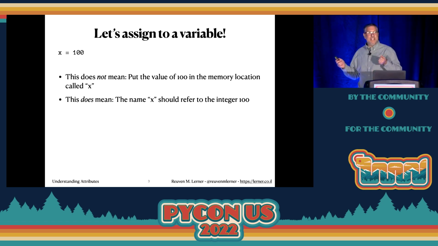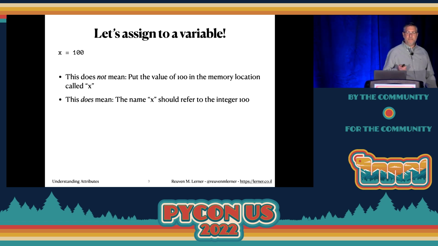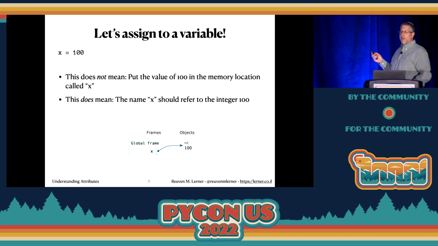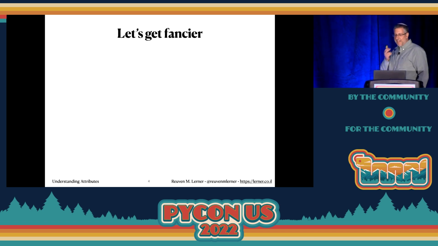And we can see this really nicely. For those of you who aren't familiar with it, the Python tutor site, pythontutor.com, from Philip Guo, amazing, amazing stuff. And we can see here on the left, we have the variable x, the global variable x, and it's referring to an integer object 100. So far, so good.